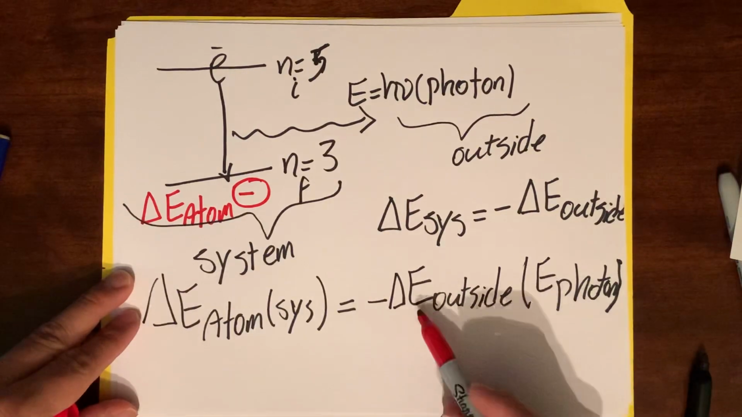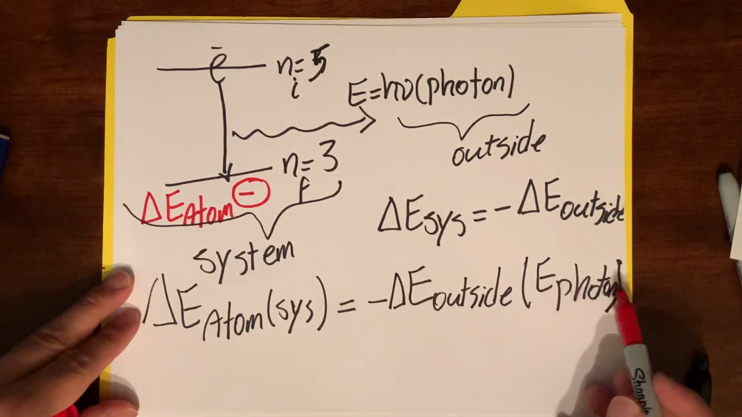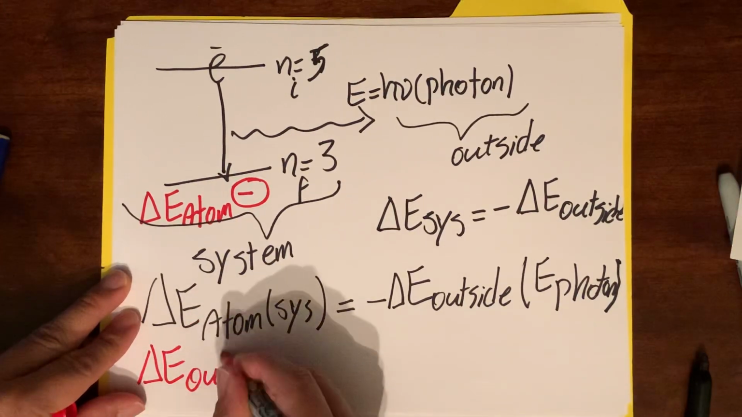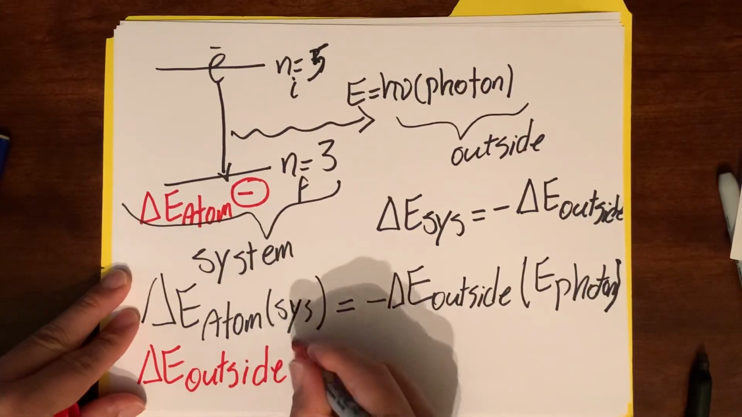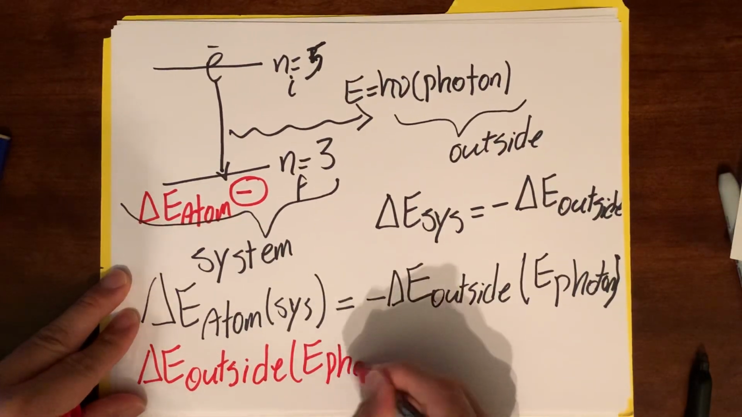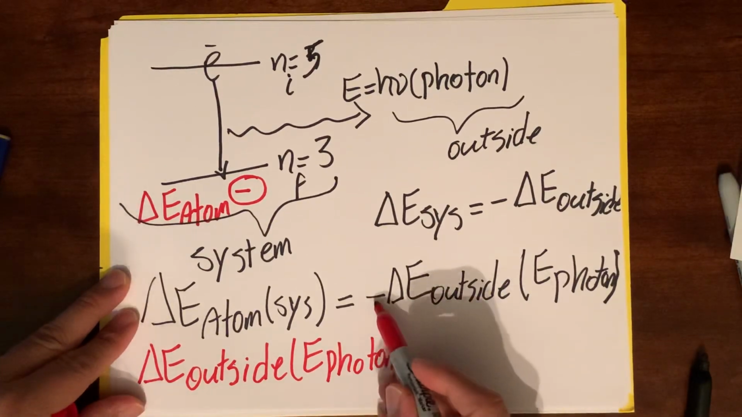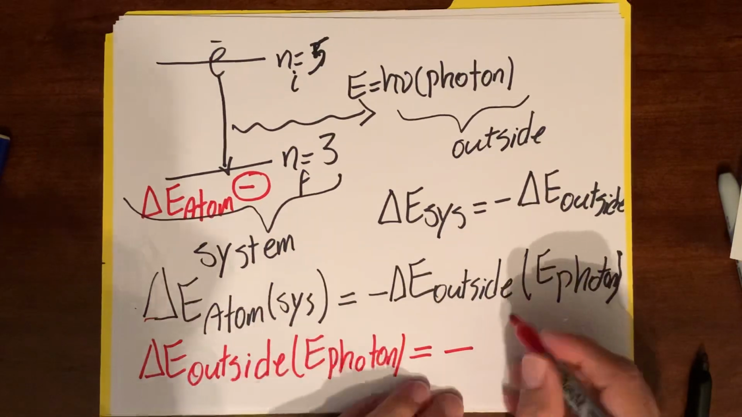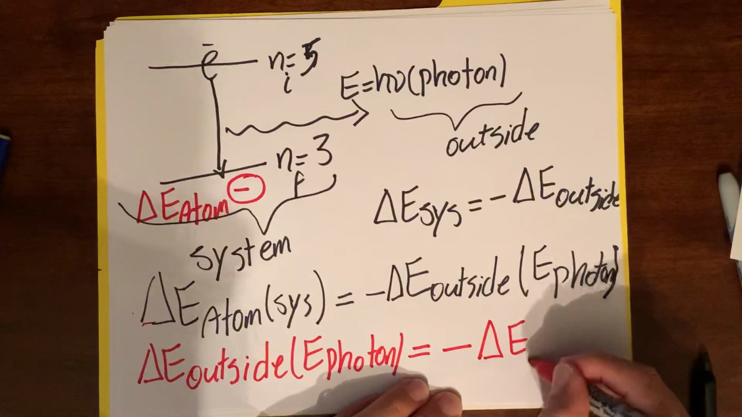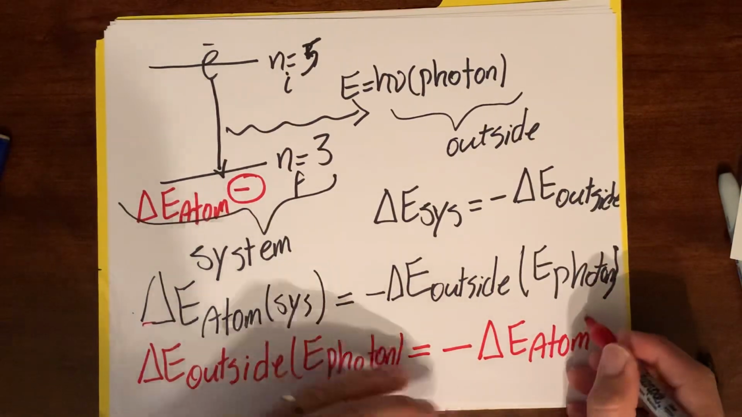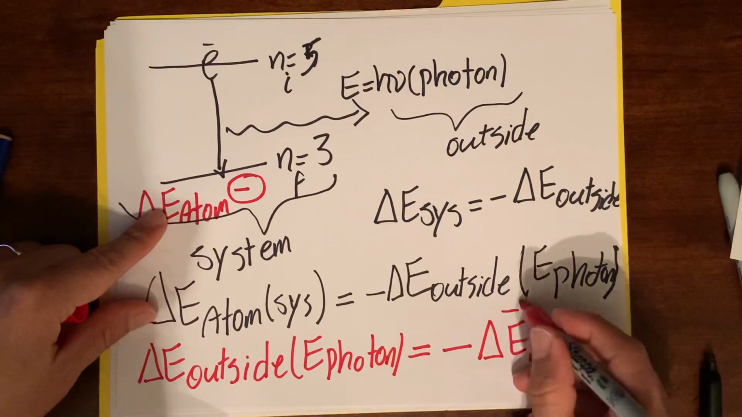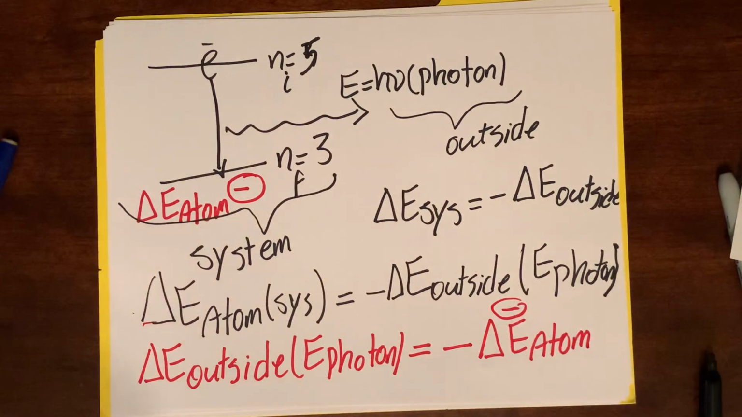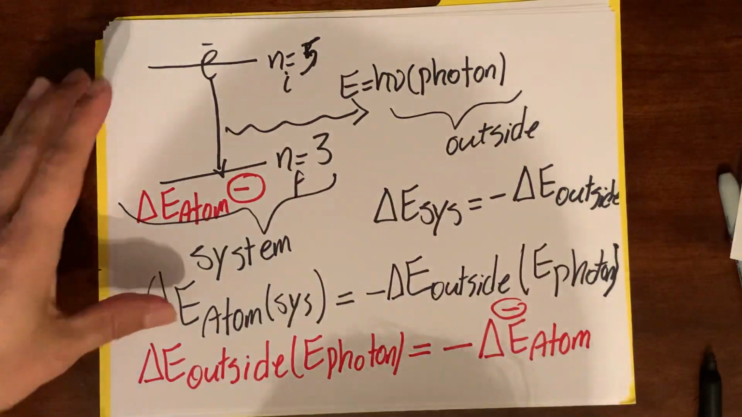So you say change with energy of the photon, or change with energy of outside, which is equal to energy of the photon, is going to be equal to minus change with energy of the atom. And energy of the atom will be a negative number. So now negative to negative, it will be positive. Energy is positive. And that's perfect. Hallelujah.